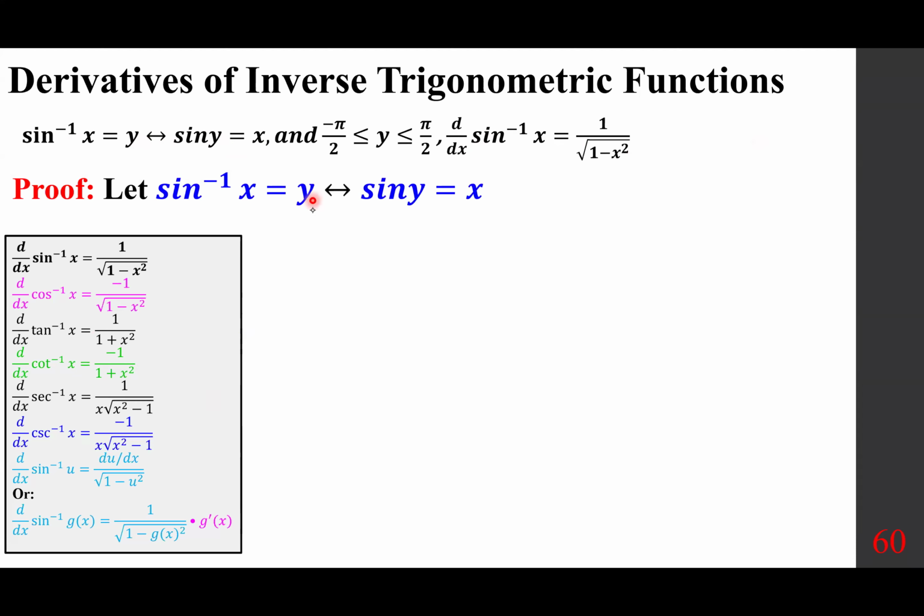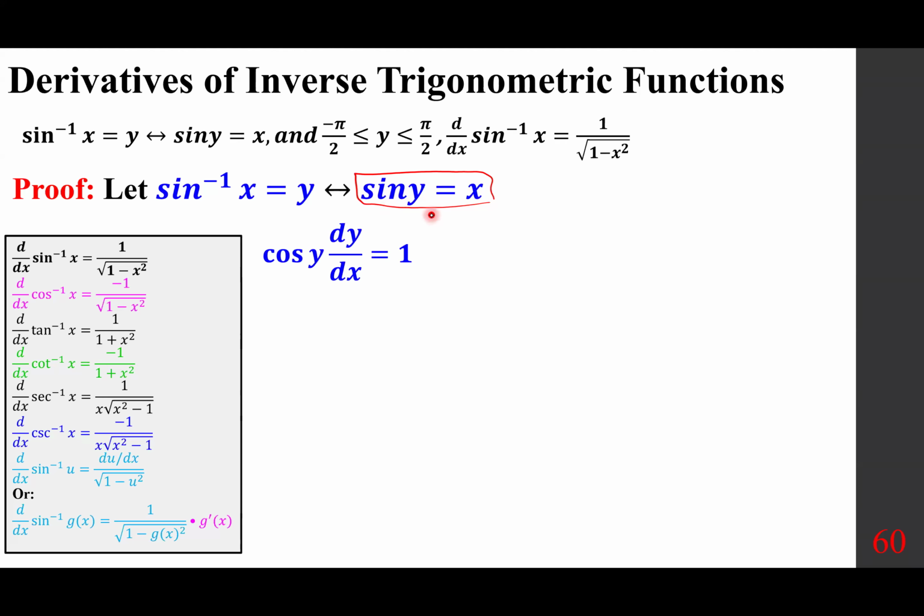So let sine inverse of x be y. We want to prove this. By definition of an inverse function, sine y must be x, and we are going to differentiate this expression. To do so, sine becomes cosine, but this is like g of x, so times g prime of x, or times dy/dx, and the derivative of x is 1.